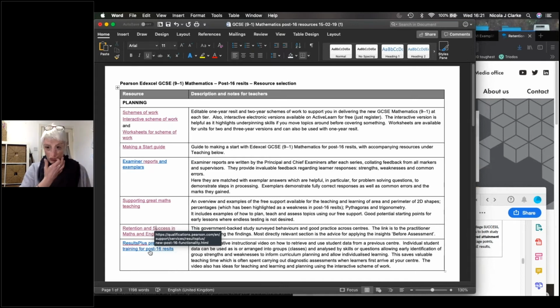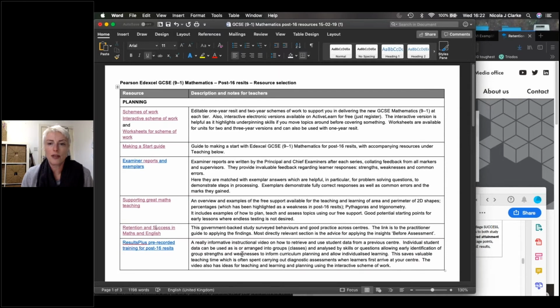Again, we know we're short of time, and we know that if we can focus on the weaknesses, we're going to make better use of that. There's also, within this, some ideas for using the interactive scheme of work in some detail. So yeah, that's a great resource. That's going to be really, really helpful in terms of planning. So yeah, provided they sat Pearson at their previous centre, you do have access to that. It's not just your current centre. You can find their previous marks and feedback.